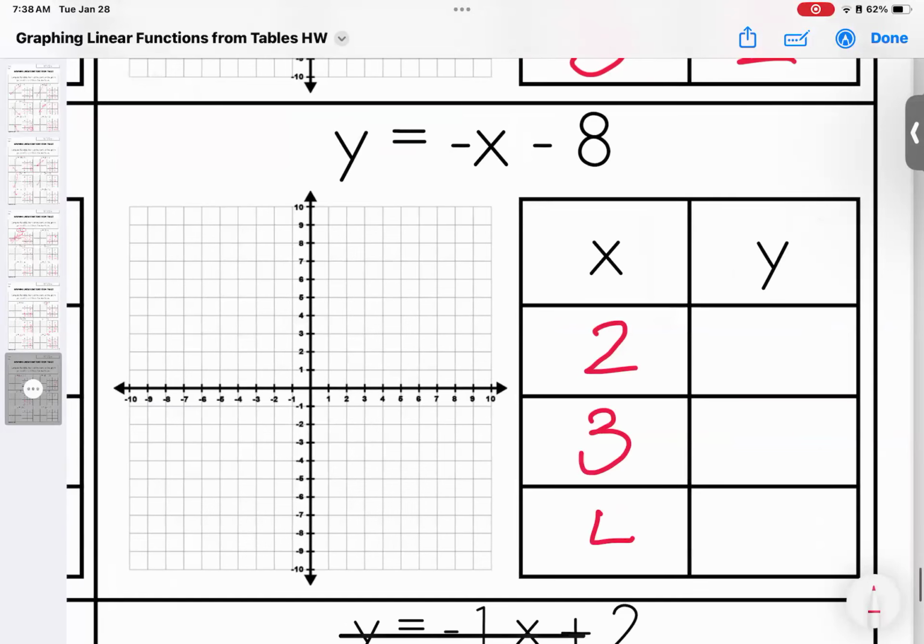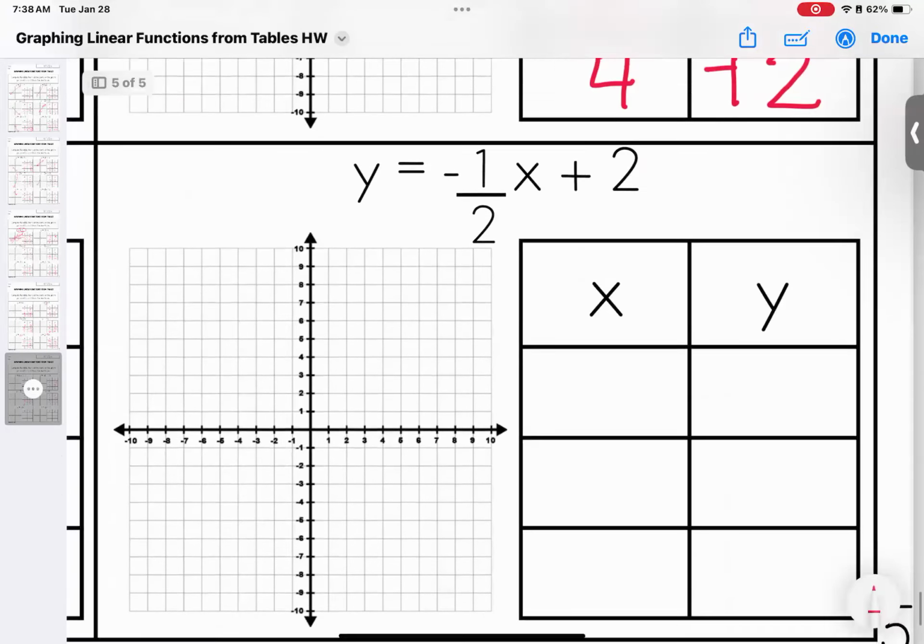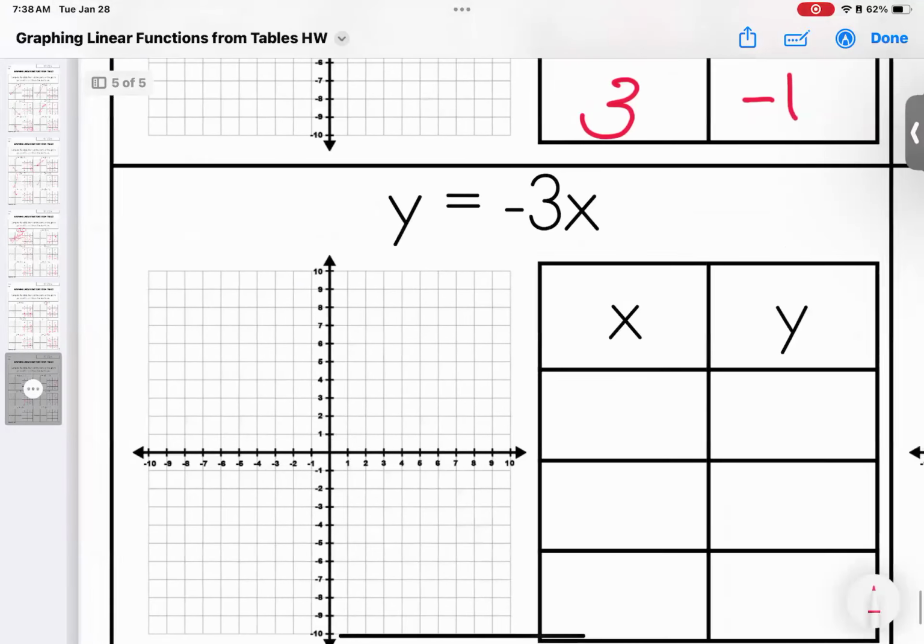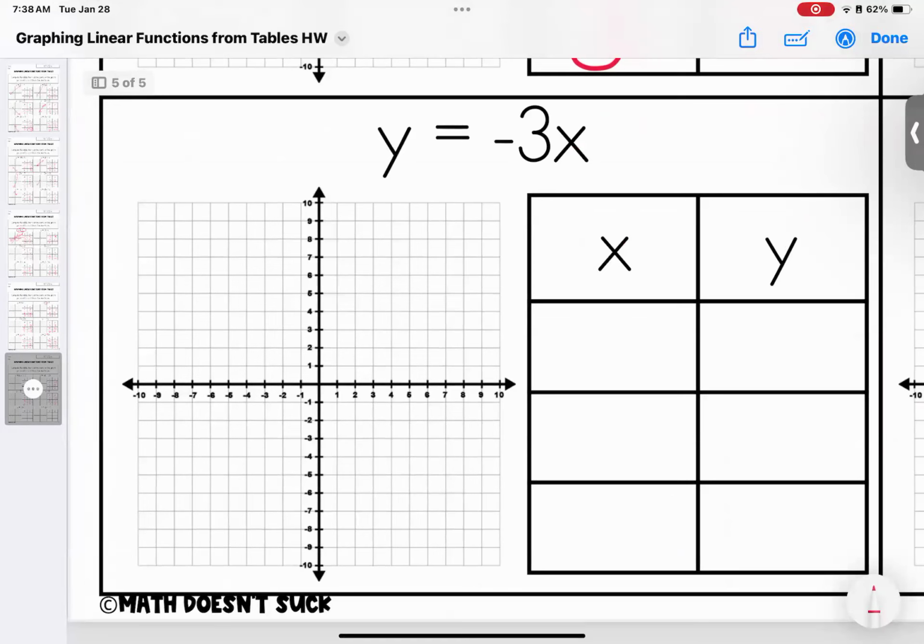2, 3, 4. Keep, change, change. So since these would all have the same sign, negative plus a negative, they're growing. 8 plus 2 is 10. 8 plus 3, 11. 8 plus 4 is 12. Keep them negative because they're growing in their negativity. Down here, 2 more. All right, let's do -2, -4, -6.